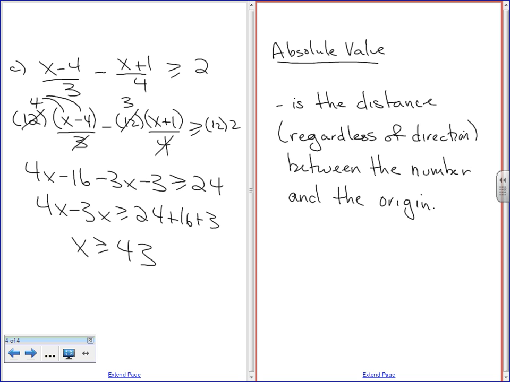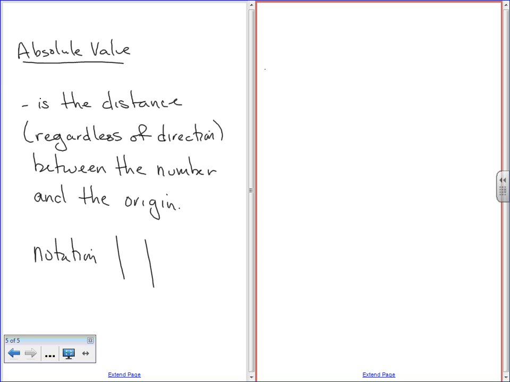Okay, so by definition, the absolute value of a number means the distance, regardless of direction. It doesn't matter where the number is. So the distance the number is away from the origin. And then the notation for absolute value is 2 elongated lines. Okay, so a couple of examples. Evaluate.